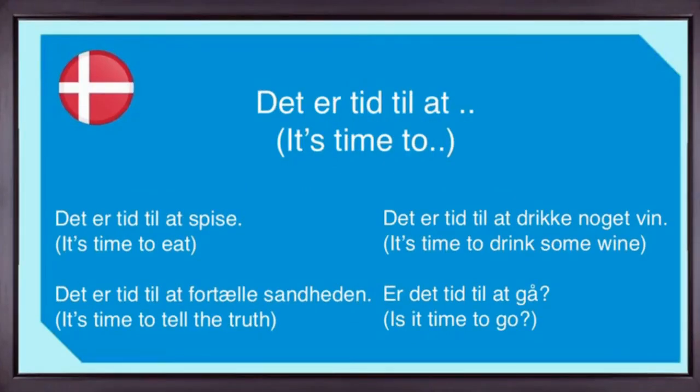This is good. Det er tid til at. Det er tid til at is like it's time to do something. Det er tid til at spise. It's time to eat. Mm-hmm. Det er tid til at fortælle sandheden. It's time to tell them. Er det tid til at gå? Is it time to go?